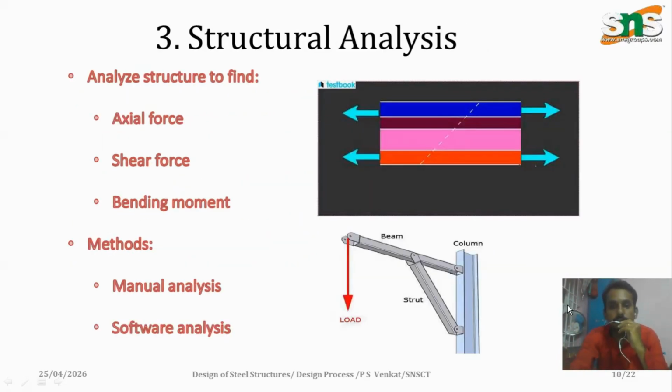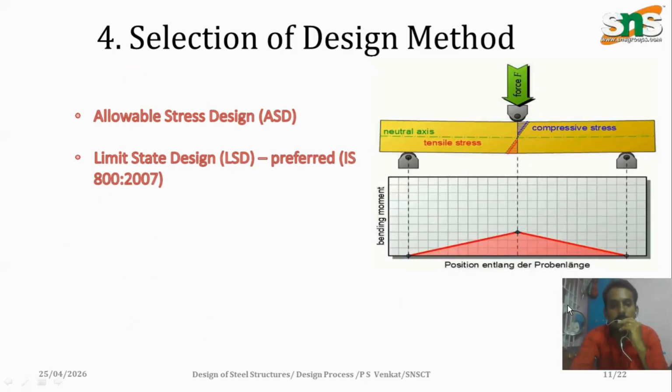So once the loads are known, we analyze the structure. We calculate internal forces like bending moment, shear force and axial force. Today software like STAAD or ETABS is commonly used for this. Now we choose the design method like working stress method or limit state method. In modern practice, limit state method is widely used because it gives better safety and economy.